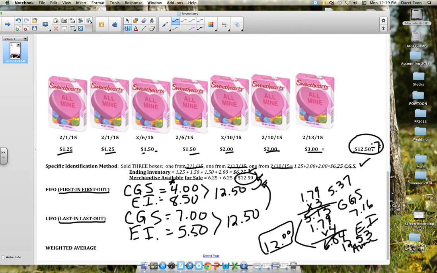and that's the weighted average. So if you take a minute and look at what the cost of goods sold were for each of these methods, you can see that with specific identification, it was 6 1/4. With FIFO, it was 4. With LIFO, it was 7. And with weighted average, it was $5.37. The weighted average will always be somewhere between these two. And the specific identification, of course, is the most exact. And so this is just a real quick and easy example of the 4 different methods of valuing your inventory.